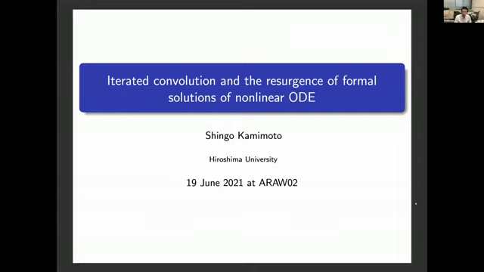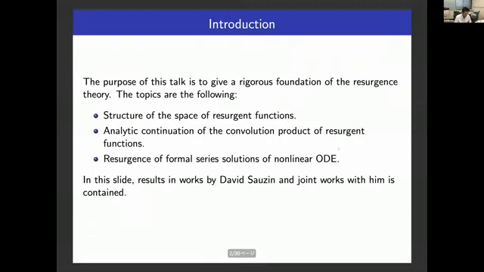Yes, thank you for the introduction. First of all, I'd like to thank the organizers for giving me this opportunity for my talk. Today I want to talk about iterated convolution and the resurgence of formal solutions of nonlinear ODEs. So let's start. Introduction.